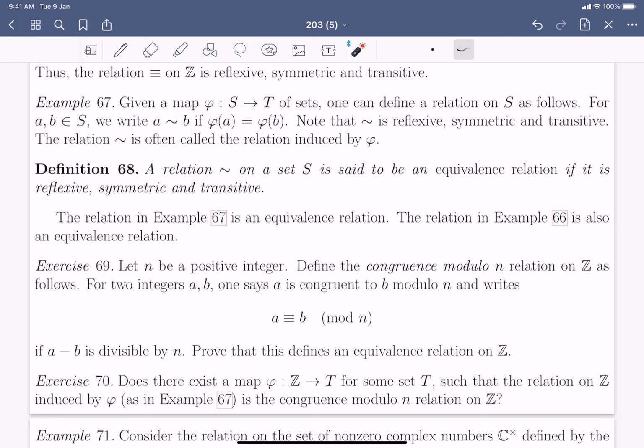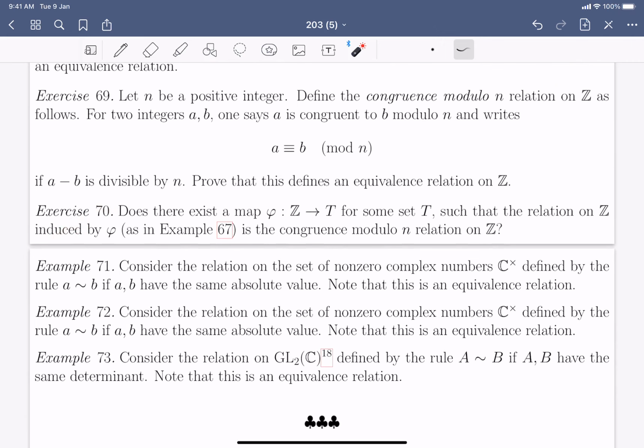In other words, can one define a map phi from S to T, or in this case a map phi from Z to T, for some set T, such that the relation on Z induced by phi is the congruence modulo n relation on Z? So the relation on Z induced by phi is the one we are referring to as per the notations of example 67. So this becomes the congruence modulo n relation on Z, that is this one in exercise 69. Please work on this problem, and here are certain further examples and exercises for you.